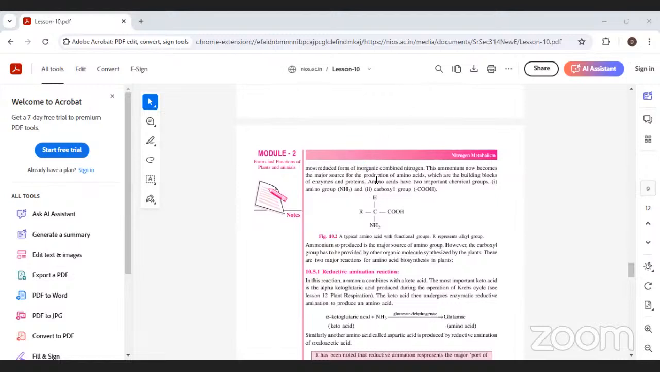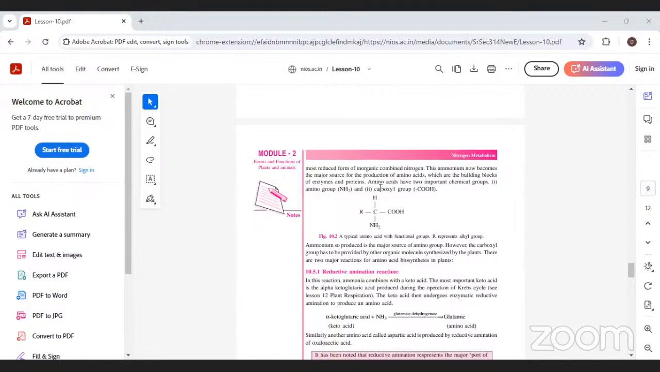Most of the reduction is of inorganic combined nitrogen. This ammonia now becomes a major source of the amino acids. Total how many? 21 types of amino acids are there. These are the major source of the amino acids, which are the building blocks of enzymes and proteins.